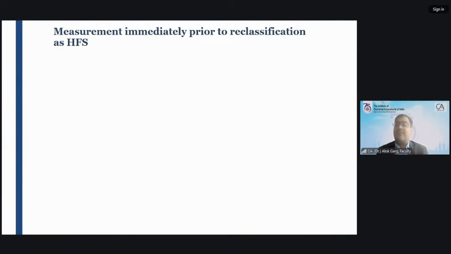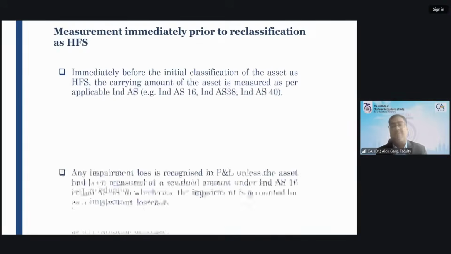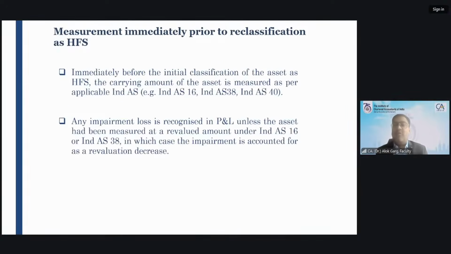Right. So friends, then we discussed the measurement, and what is the measurement criteria? Once the asset is classified as held for sale, it has to be measured at lower of what? Step number one, carrying amount on the date of held for sale, and step number two, fair value less cost to sell. Whatever is lower will become the value of the non-current asset classified as held for sale or disposal group held for sale. Okay. And whatever decrease is there, for example, if the carrying amount is lower than the fair value less cost to sell, means fair value is higher, carrying amount is lower.